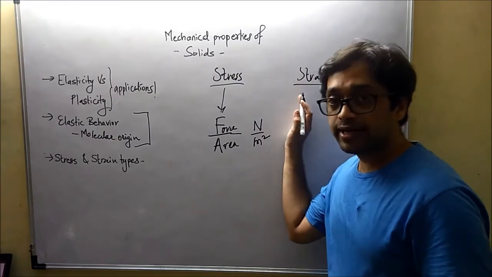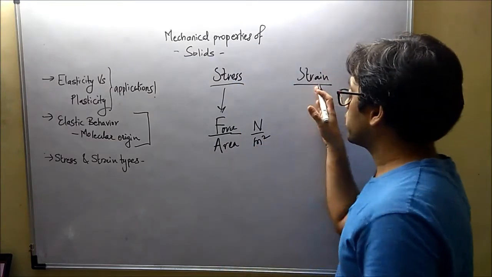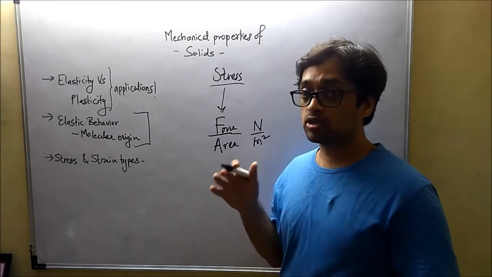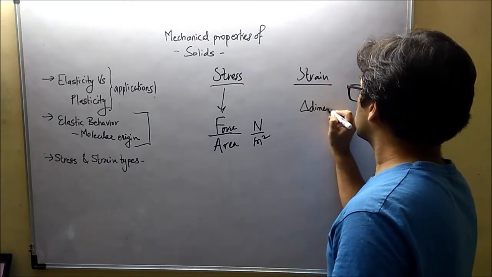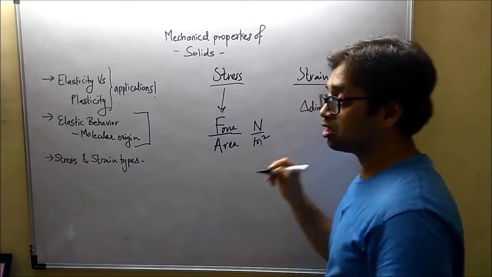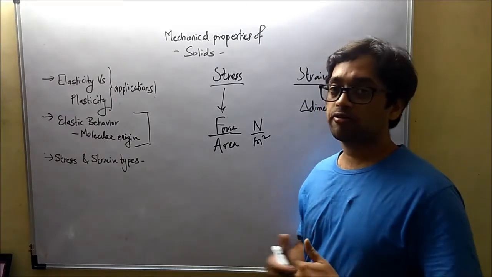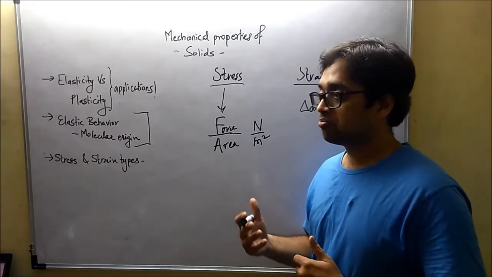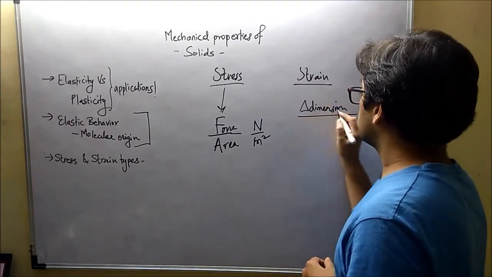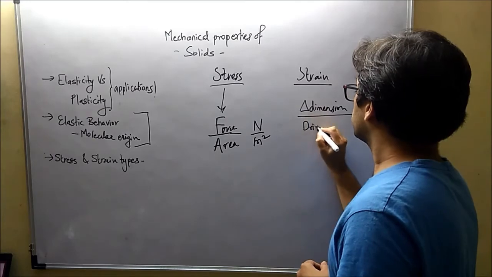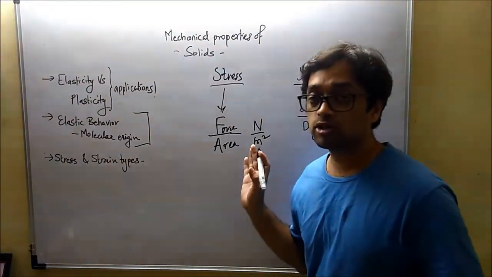In case of strain, as I said, stress is the way you apply a force and strain is the way the body responds. So strain is defined as change in dimension of the body. Now which dimension? Are we talking about a change in the length, or a change in area, or a change in the volume? That I'll tell you later. So change in the dimension per unit original dimension, that's the formula for strain.